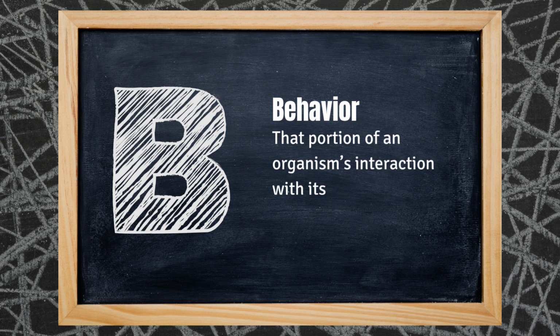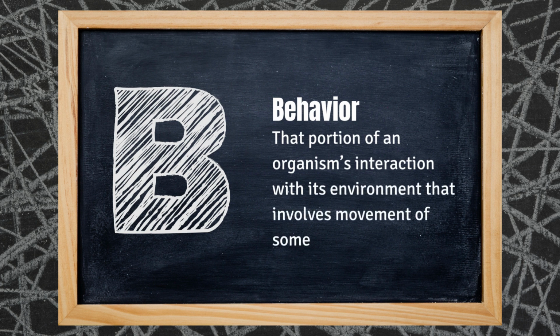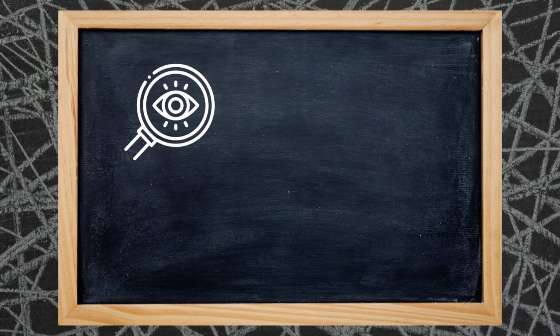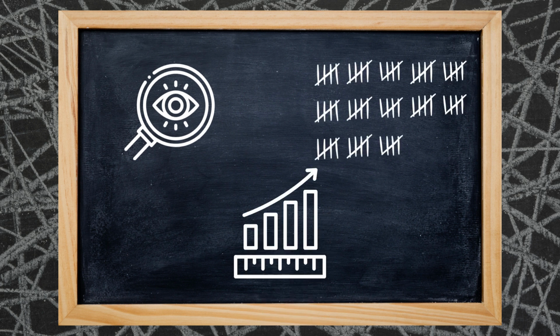Now with the letter A out of the way, we move on to B. As you might guess, B stands for behavior. First off, what is considered behavior? According to Johnson and Pennypacker, the term behavior is that portion of an organism's interaction with its environment that involves movement of some part of the organism. Simply put, a behavior is anything that can be observed, measured, or counted.